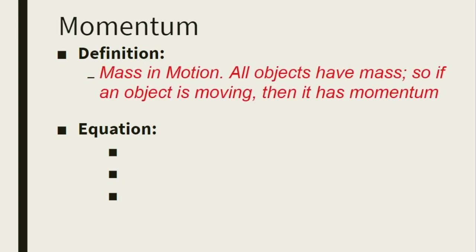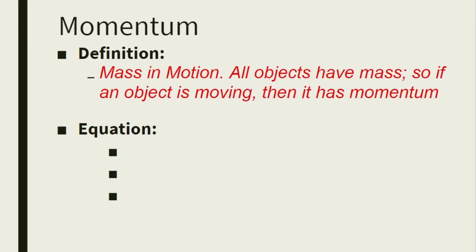And in physics, momentum is just the mass in motion. So every object has mass, but not every object is moving. And when those objects do start moving, we can say that they have momentum. So therefore, if an object is moving, it will have momentum.